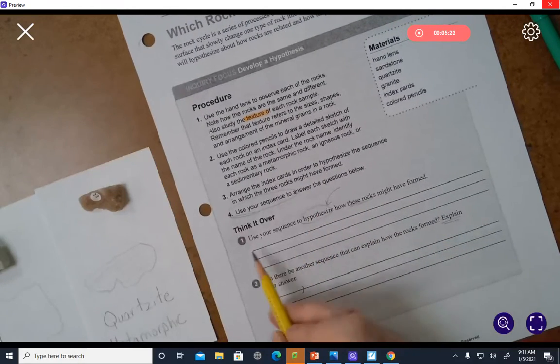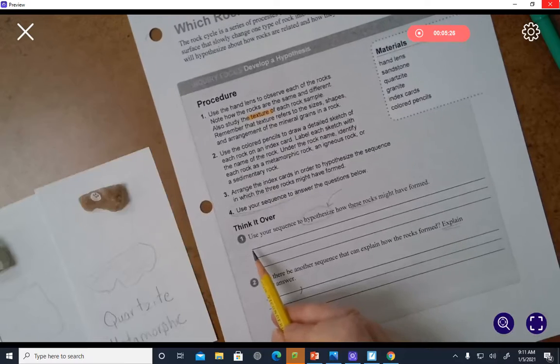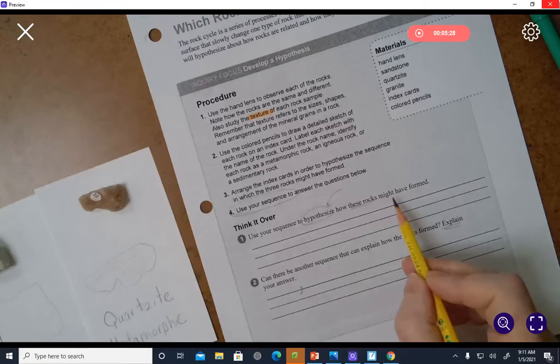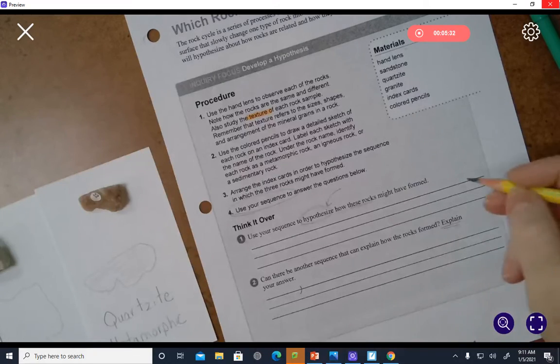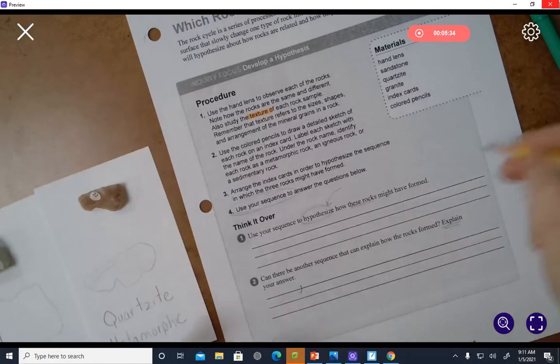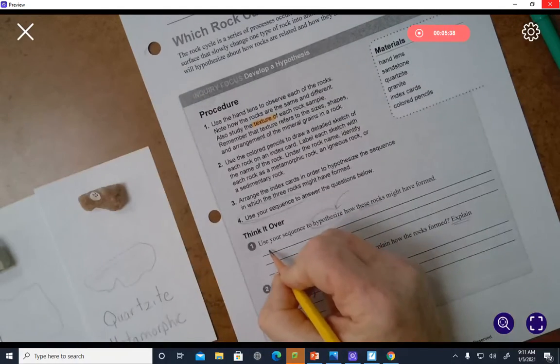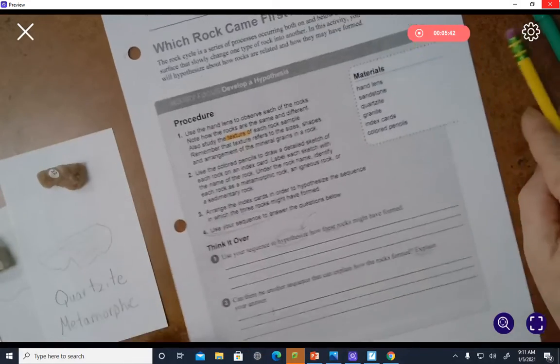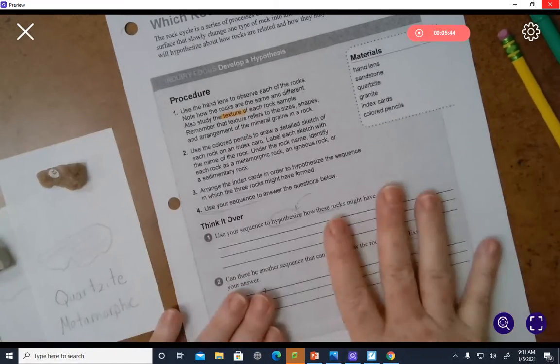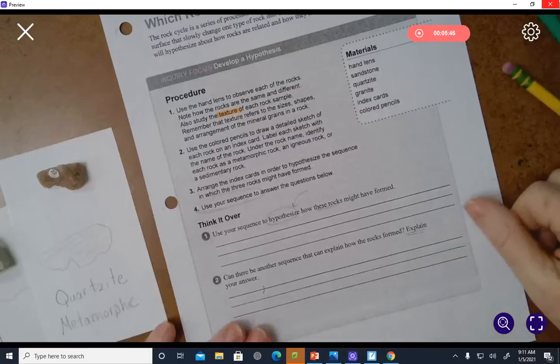And then I don't really like this question because it just says how each of these rocks might have formed. I would like to see maybe into each other, maybe how they blended. I'll give you credit for just rock 1, 2, and 3. I have to because I'm a direction reader. So just get this done and we'll be good to go.